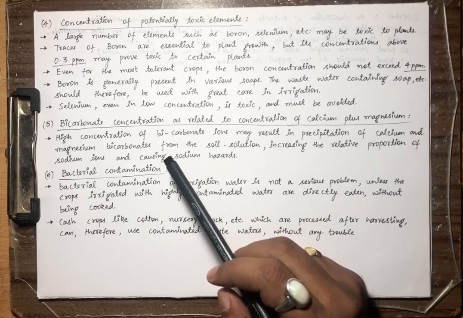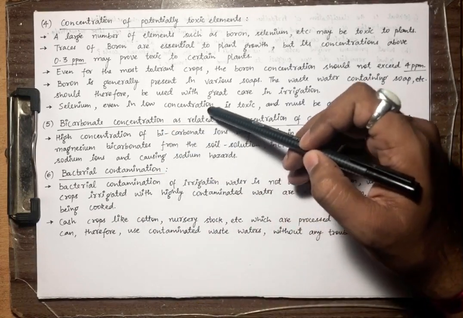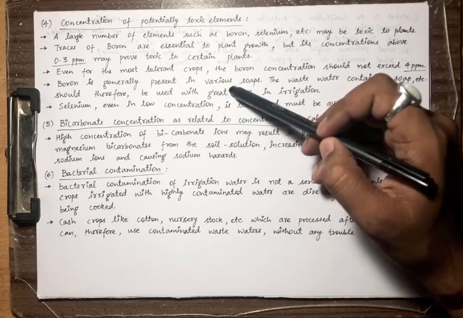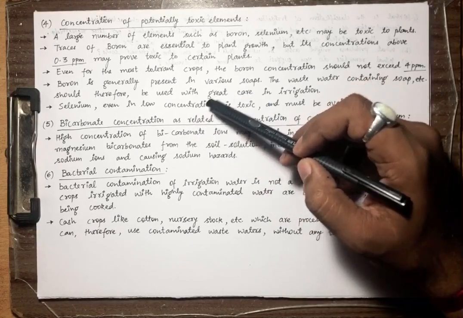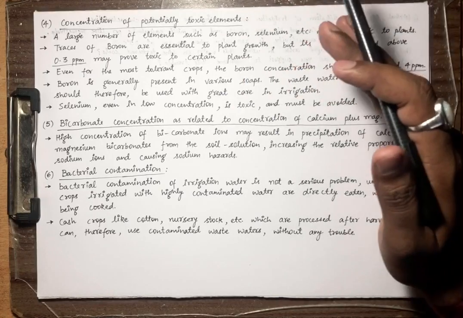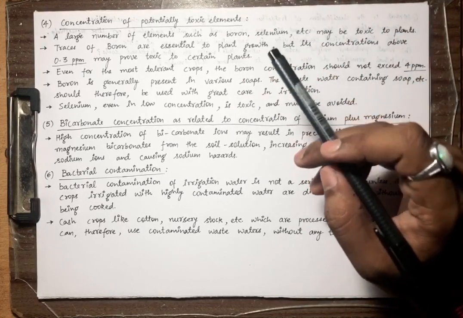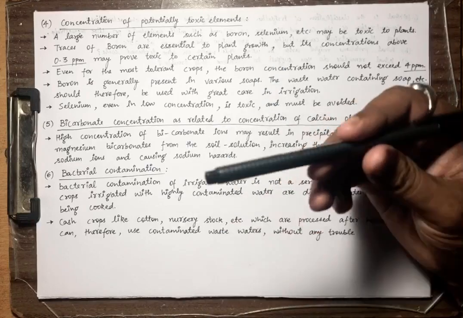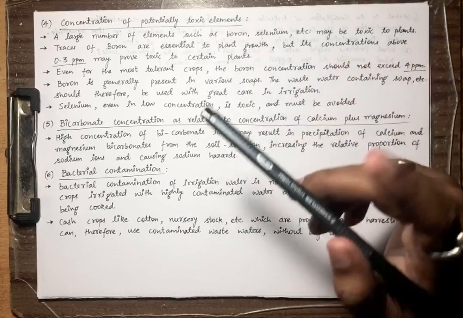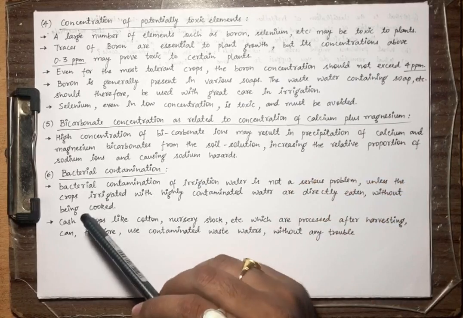If sodium is there, calcium is there, magnesium is there, and magnesium and calcium are getting removed from the soil in the form of precipitation, it will increase the sodium ion concentration. So that is not good for plants.